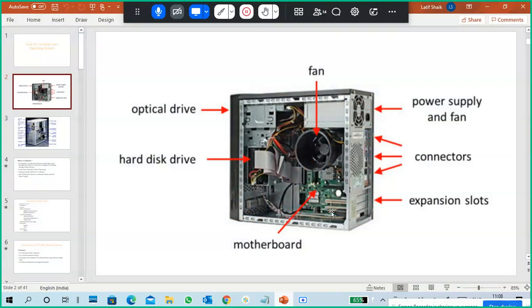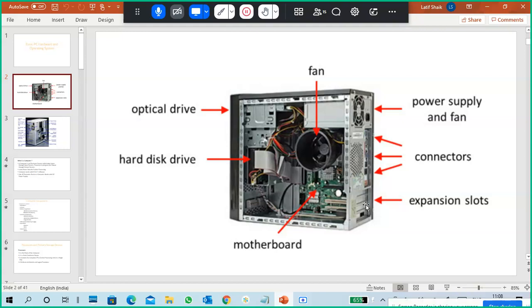Okay, this is a basic cabinet. So inside a cabinet we put all our PC components. So SMPS, your hard disk, CD-ROM, floppy disk, your motherboard, CPU fan on it.